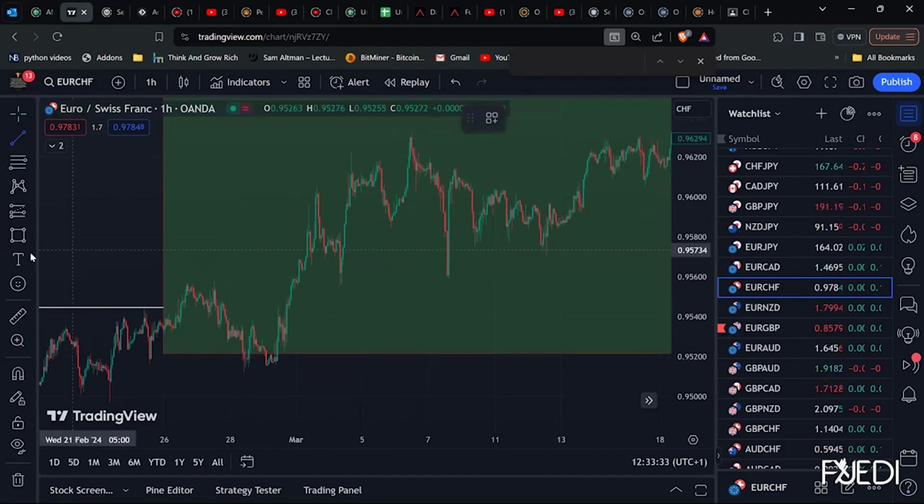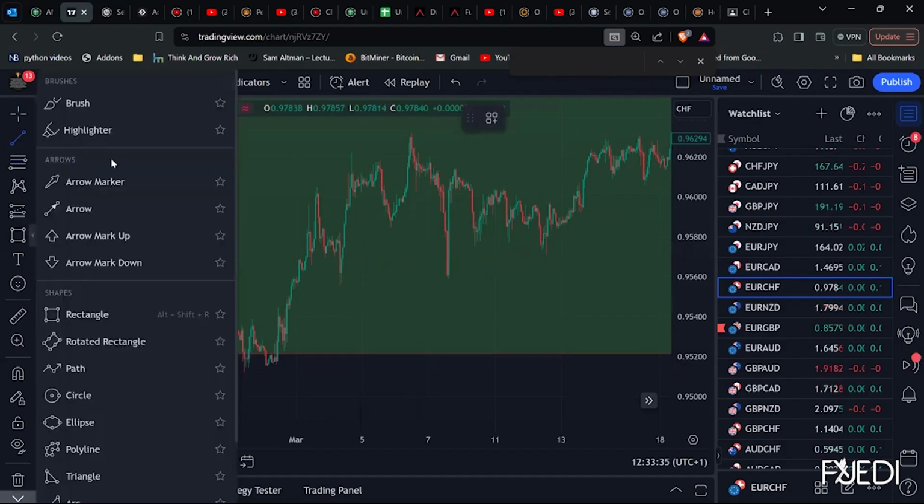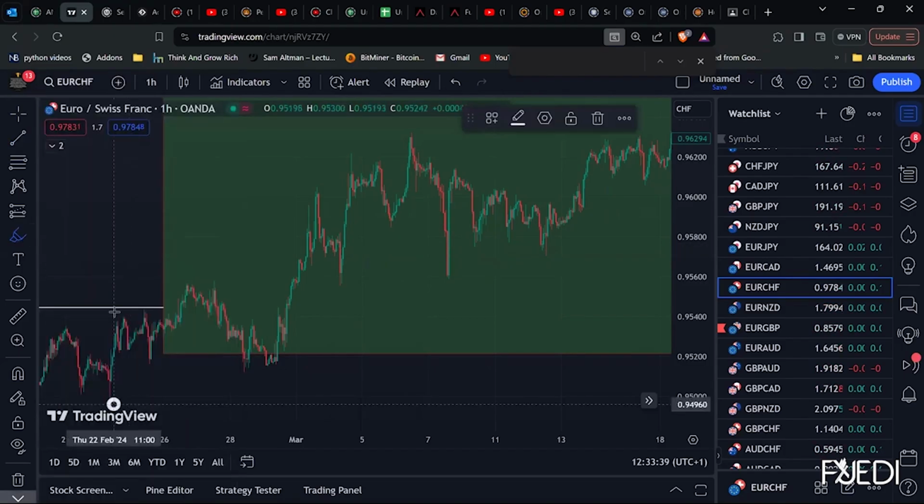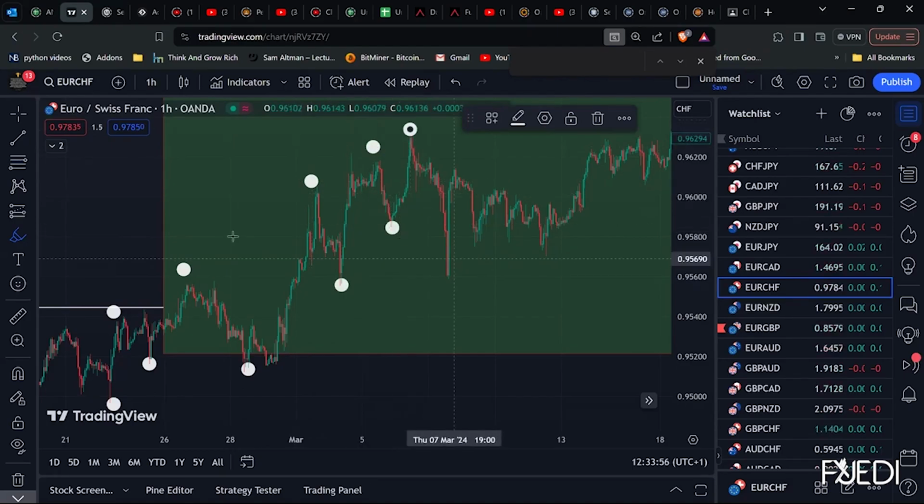Now, let me get my highlighter. So this is the low to high, the higher low to higher high, to higher low to higher high, and higher low to higher high, and higher low to higher high. And then at this point, we broke down. So we had a break of structure, and we made what you call a lower low.